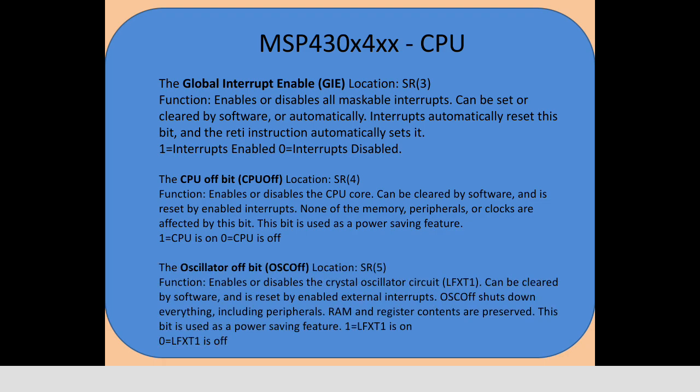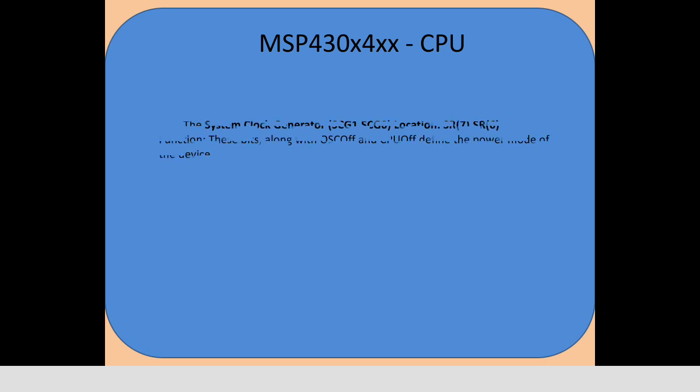Next we have the oscillator off bit. If it is 1, it means the oscillator is on. If it is 0, it means the oscillator is off. Sometimes we don't have a chance to use a master clock, that means the master clock is provided by the oscillator. If that is not required, then we can turn it off and on.